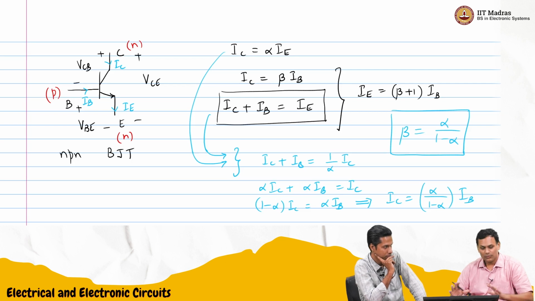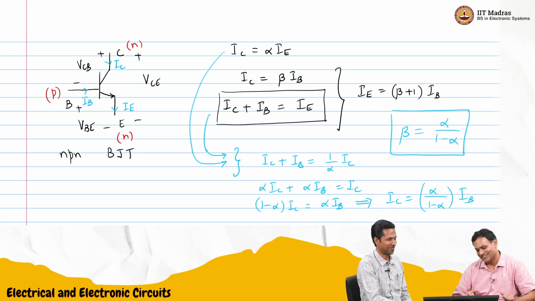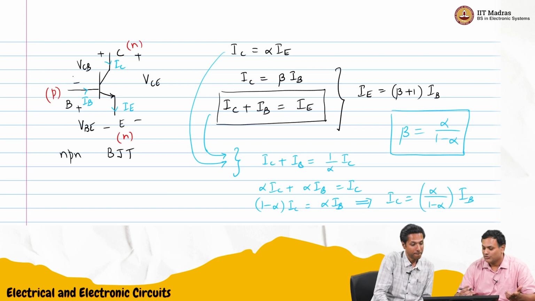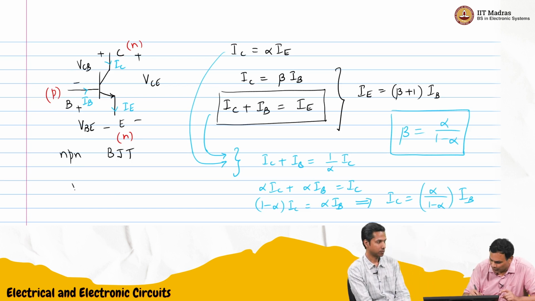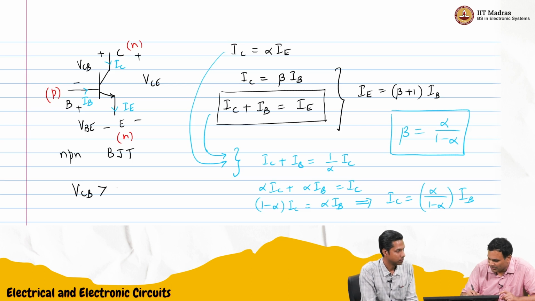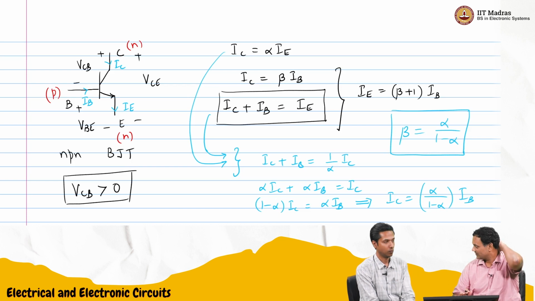So now we have a good understanding of the device as far as equations are concerned. We can also say VCB should be greater than 0. Should we put that down somewhere? This VCB should be reverse biased. So VCB greater than 0 is another condition so that the junction is reverse biased.